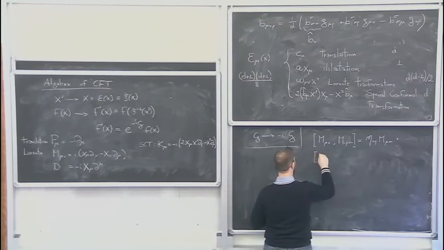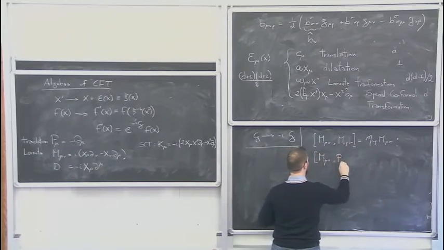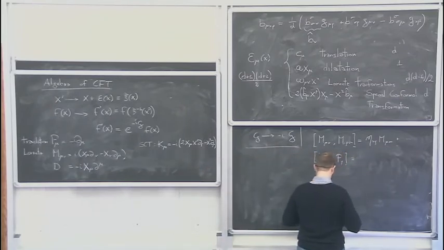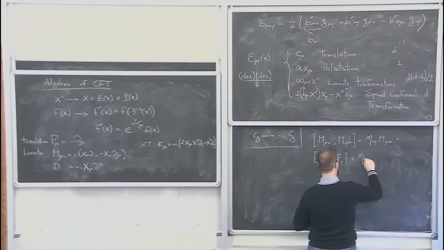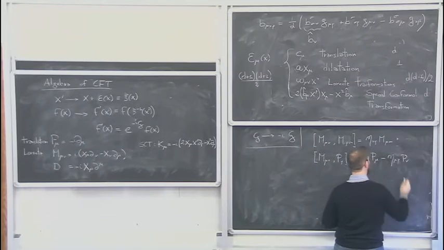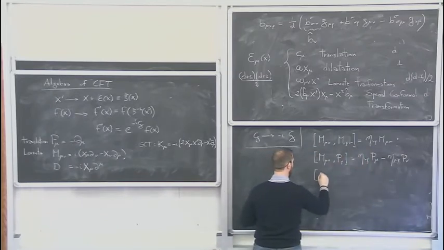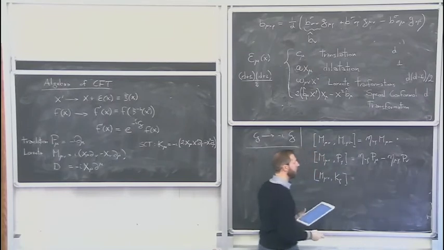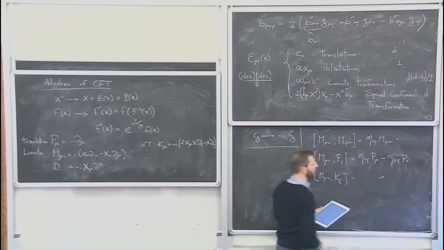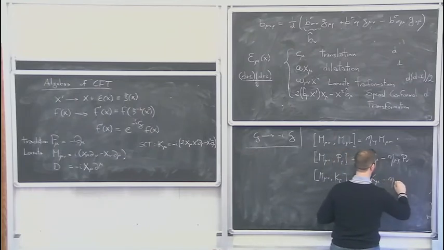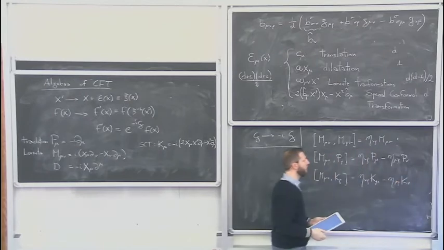There is a commutation relation between M mu nu and P rho, which simply tells you that P is a vector under Lorentz transformation. Eta nu rho P mu minus eta mu rho P nu. There is a similar commutation relation between M mu nu and K rho, which also tells you that K is a vector, so it's precisely as the previous one, except that you now replace P with K. Okay, so these are sort of trivial ones.